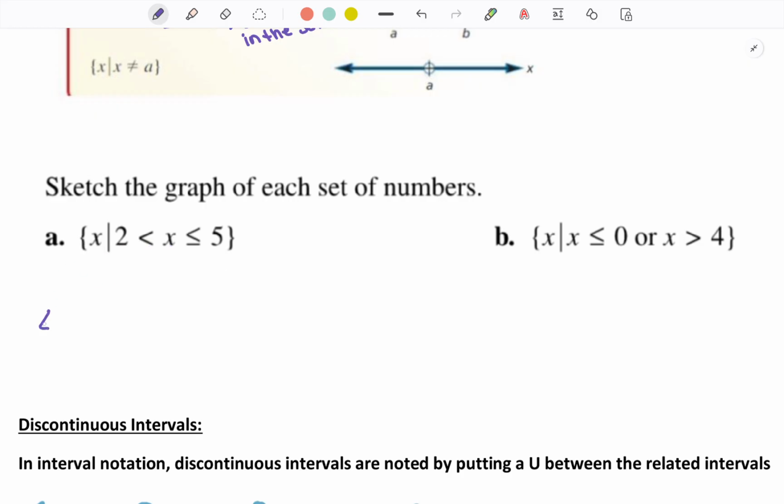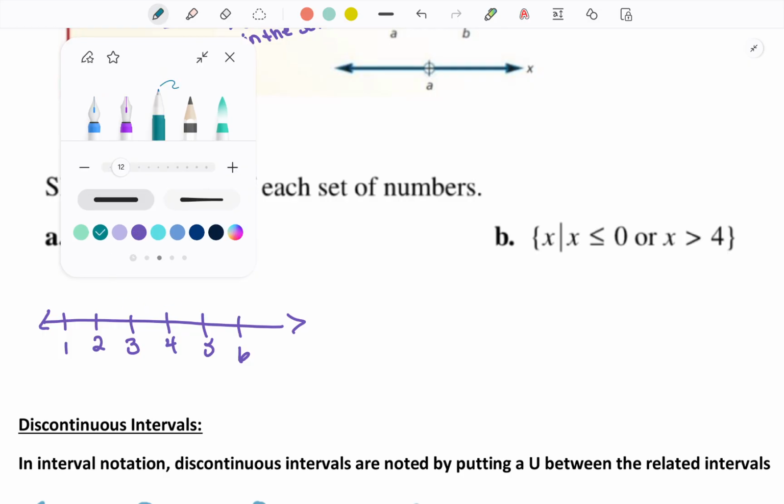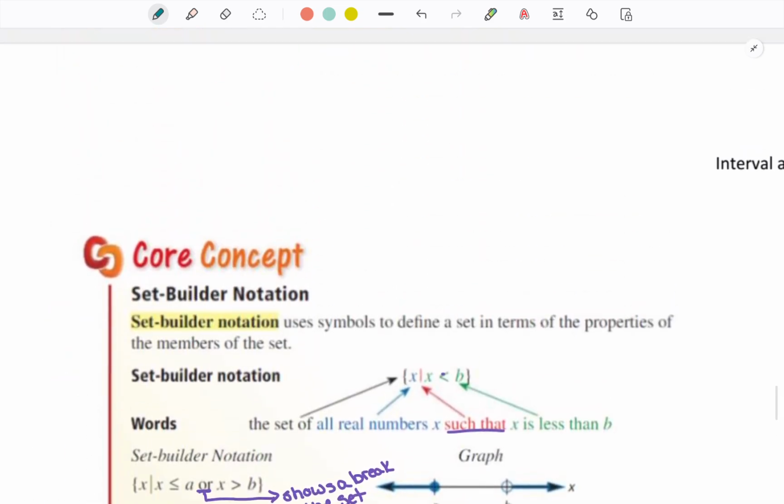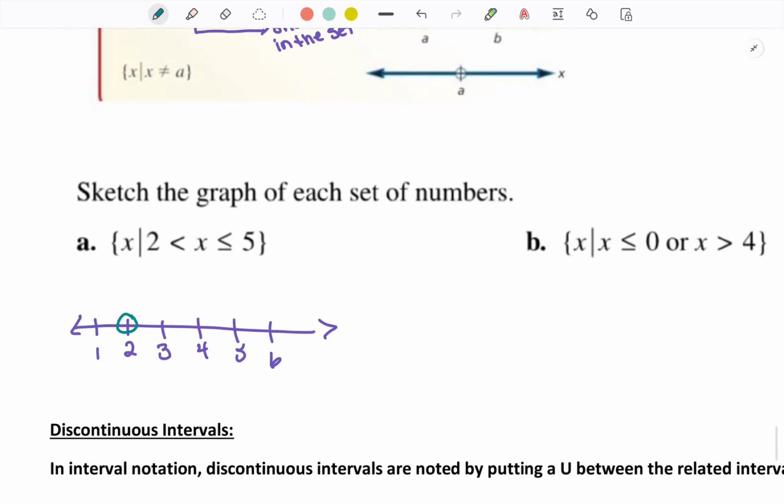So we are going to draw a number line. So we can go ahead and do 1, 2, 3, 4, 5, and 6. And then we are going to go ahead and put a circle on 2. And we will not fill it in because we have no or equal to. And then we're going to go to 5, and we are going to fill in that circle because we have the or equal to underneath it. Then we're going to draw a line in between.